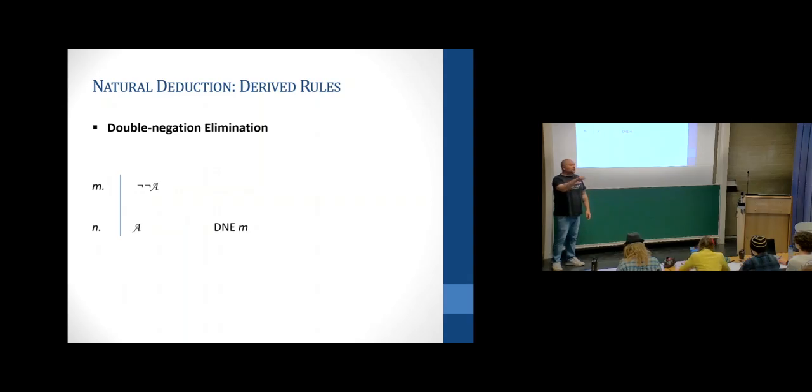Because if we think of negation as a flipper, if you feed in true, it takes it to false, and then it takes it to true again. Or if you feed in false, it takes it to true and it takes it to false again. It doesn't matter.